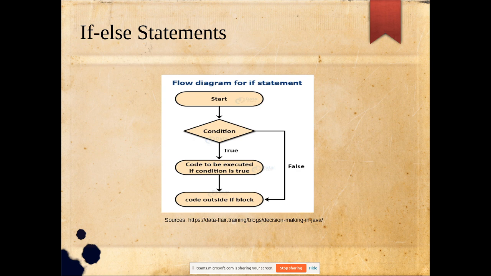So while writing a program, we will see this flow diagram for the if statement. If the condition is true, there is an if block, and you will go inside the if block. If it is false, then you go outside of the if block.